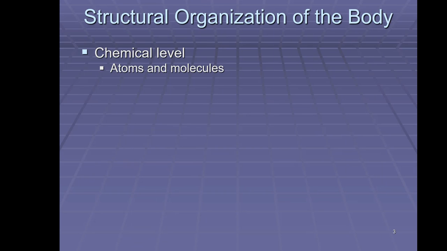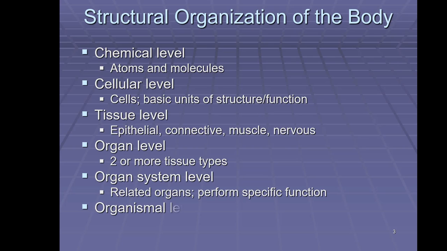So the human body is very organized, and it's broken down into these levels of organization. So starting at the smallest level, we have the chemical level. That would be like atoms and molecules that get together. Those atoms and molecules get together to form cells, and we call that the cellular level. So cells are the basic units of structure and function. The next lecture after this one will be on cytology, which is the study of cells.